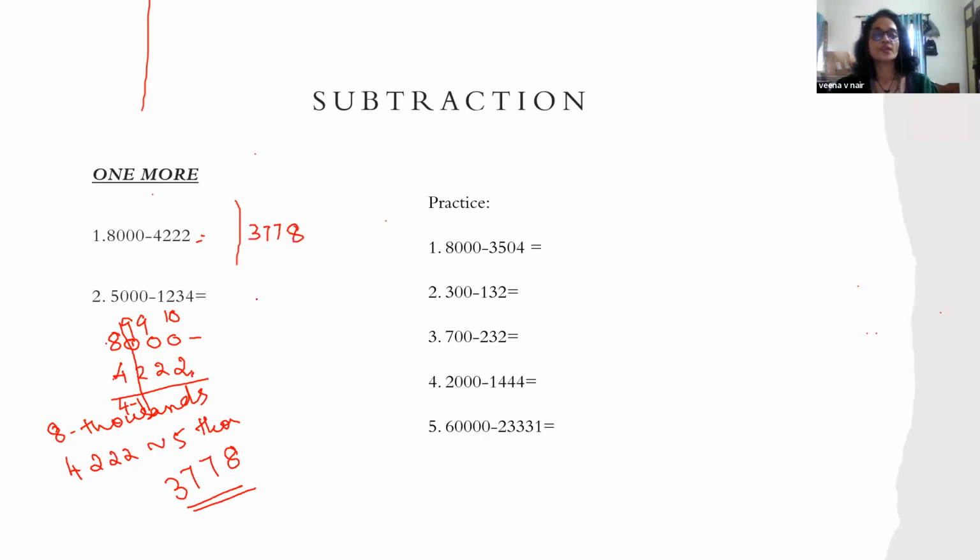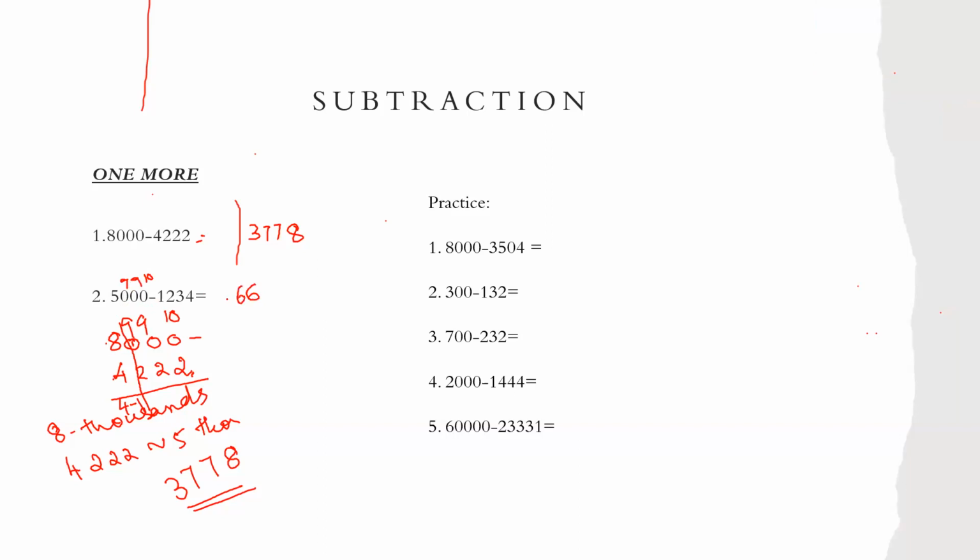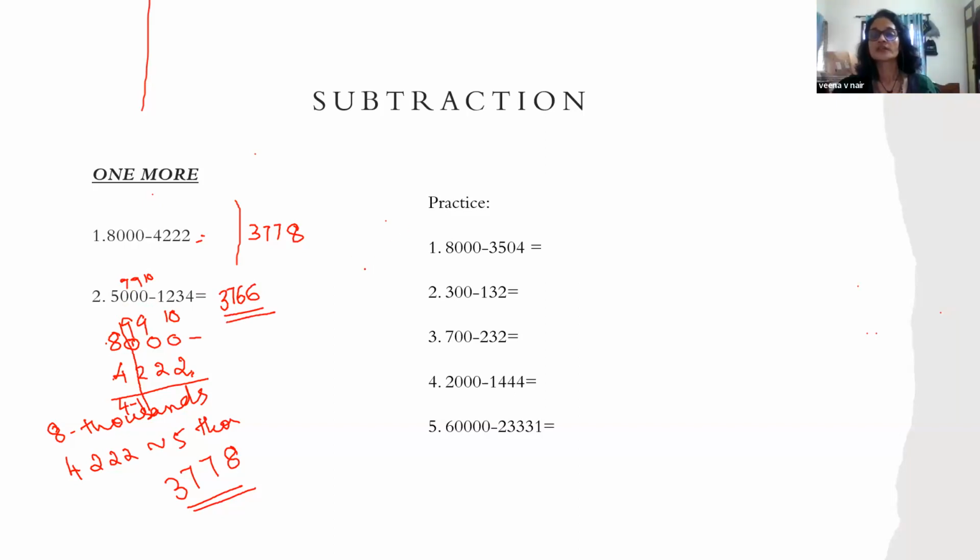Now can we do the second one? Can we attempt it ourselves? Same thing. 10 minus 4? 6. 9 minus 3? 6. 9 minus 2? 7. 5 minus 1? 4. Now from 4 we have to reduce 1 more. So it becomes 3. Are you clear? Yes, ma'am.